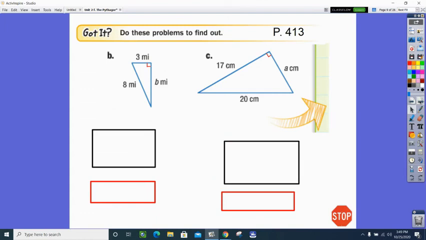Okay, so we're going to let you, or rather, I'm going to let you try that B. And once you've done B, come back. Let's make sure he's right before you do C.